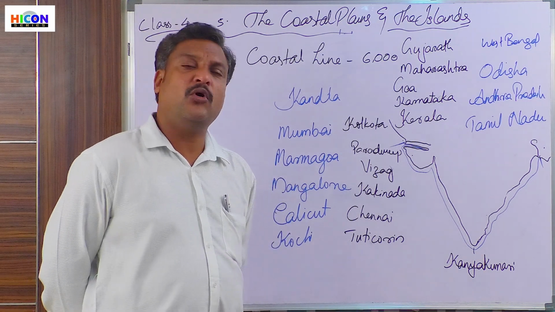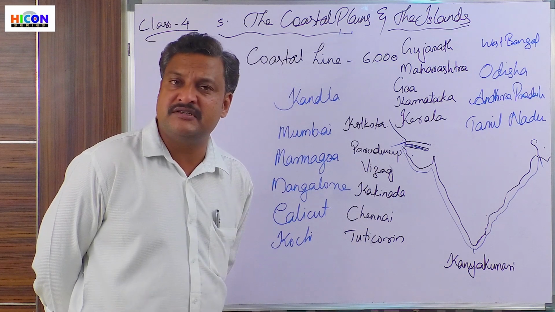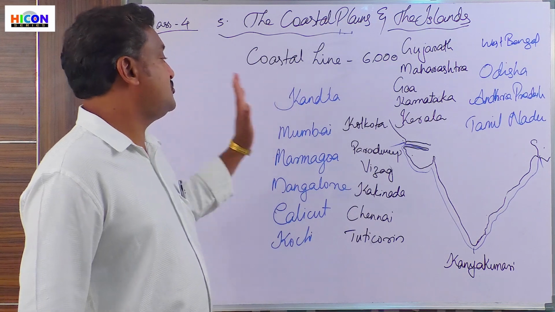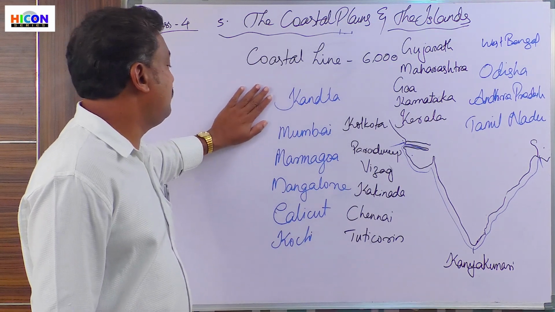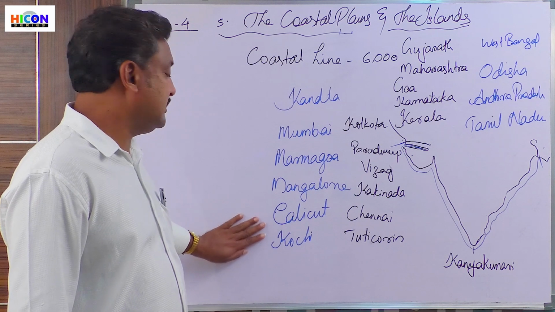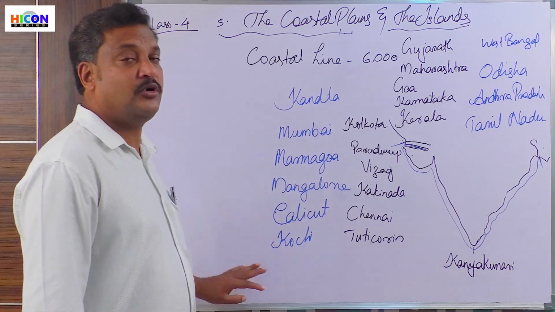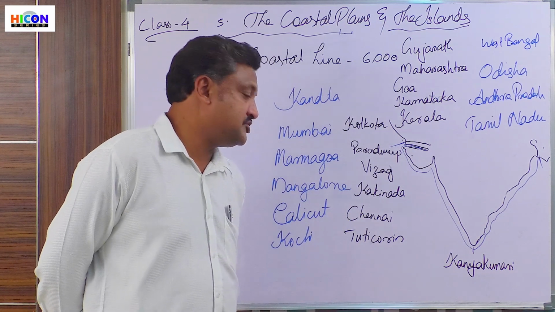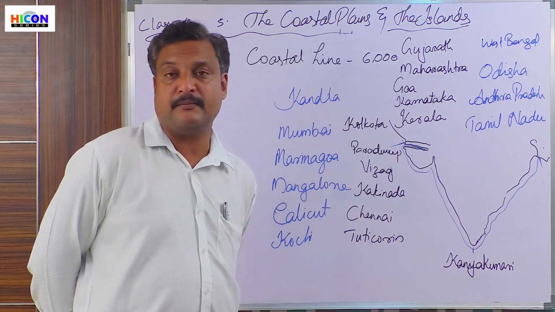There are a lot of seaports along this long coastal line that India has. The ports on the western side are Kandla, Mumbai, Marmagoa, Mangalore, Calicut, and Cochin, whereas the ports on the eastern side are Kolkata, Paradweep, Vizag, Kakinada, Chennai, and Tuticorin.